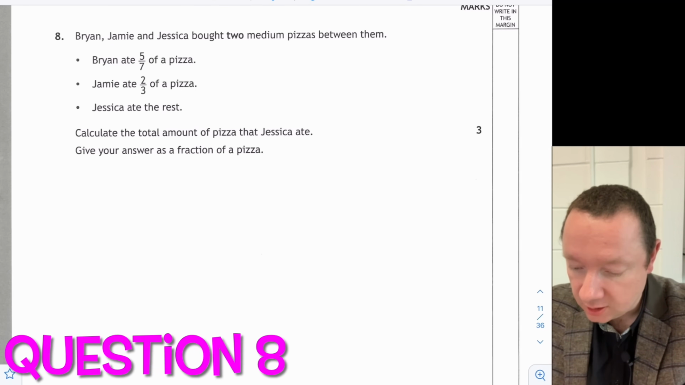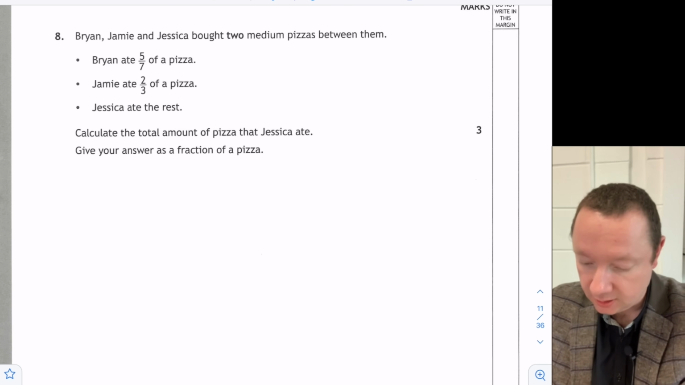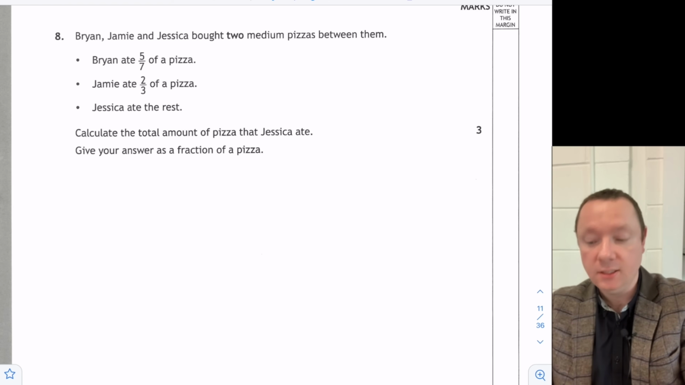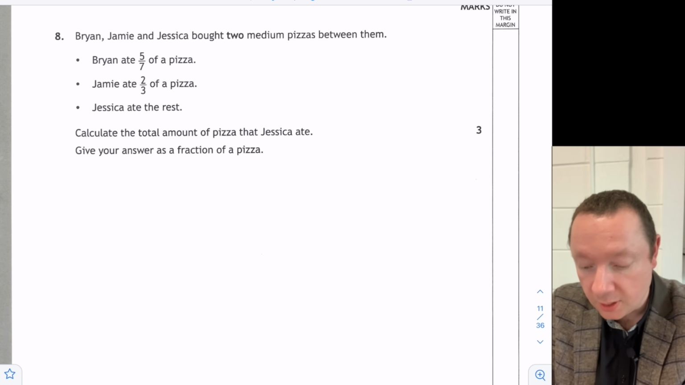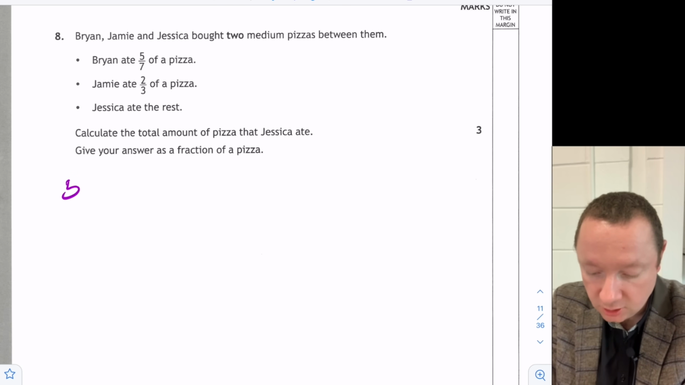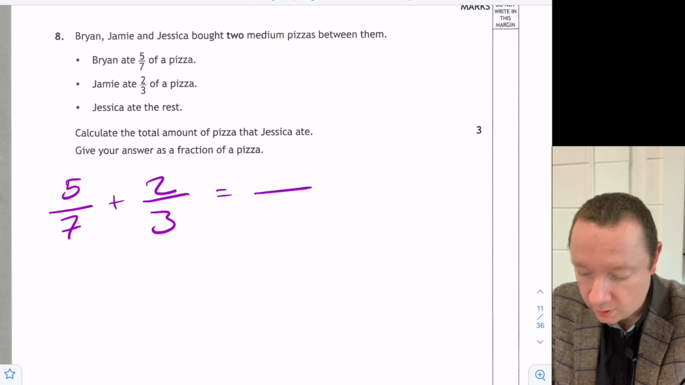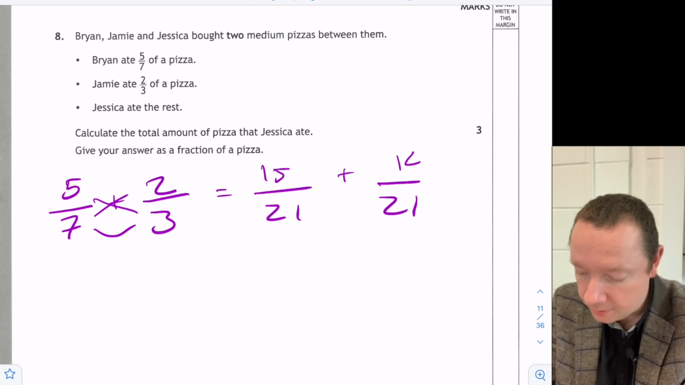Question 8. Brian and Jamie and Jessica bought 2 medium pizzas between them. Brian ate 5/7 of a pizza, Jamie ate 2/3 of a pizza, and Jessica ate the rest. How much did she eat as a fraction in its simplest form? So to work out how much Brian and Jamie ate, we just add the fractions, 5/7 plus 2/3. Common denominator is 21, just by timesing them together. 5 times 3 is 15, 2 times 7 is 14.